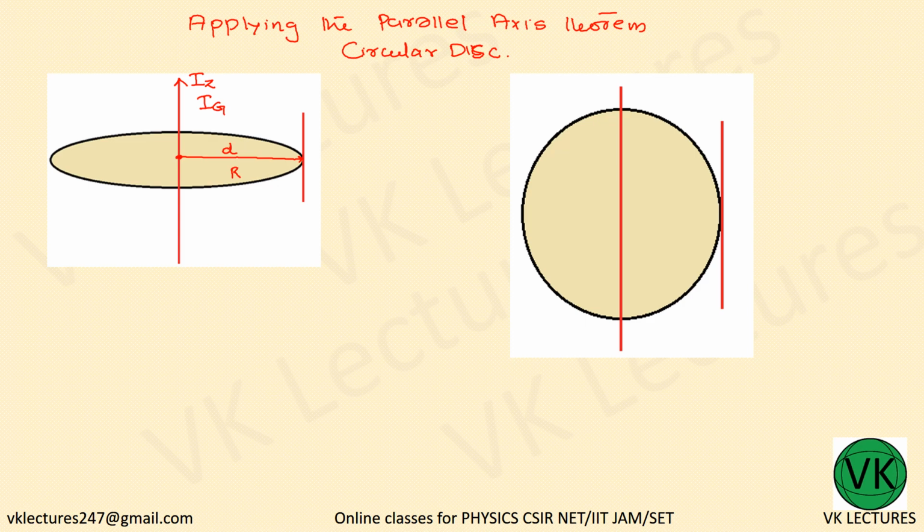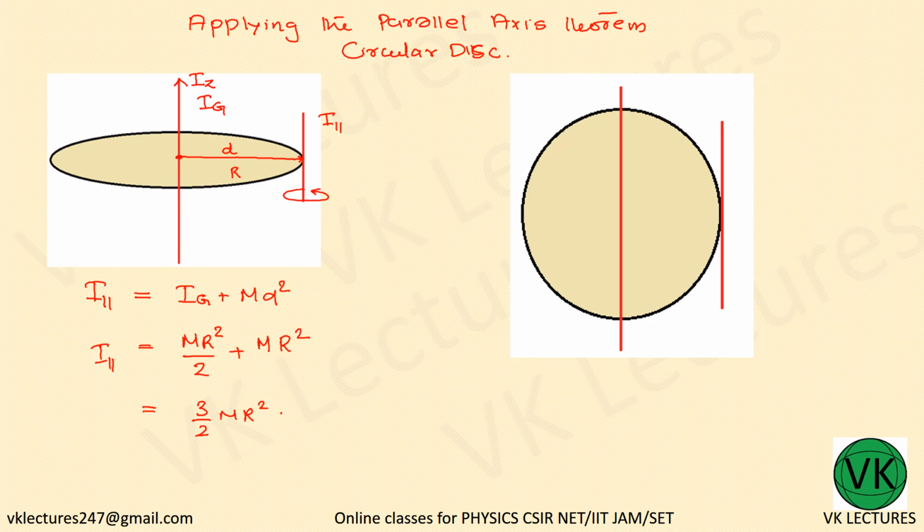We have I parallel, which would be rotating in this way, and I parallel is equal to IG plus m d squared. Now IG is nothing but Iz for the circular disc, which is equal to mr squared by 2, plus m d squared, which is mr squared. So I parallel is equal to 3 by 2 mr squared.